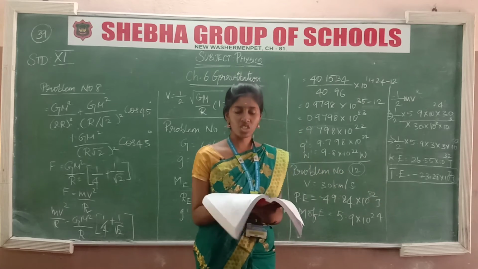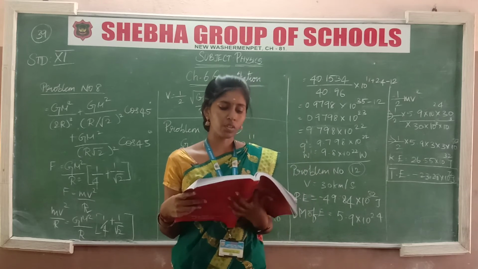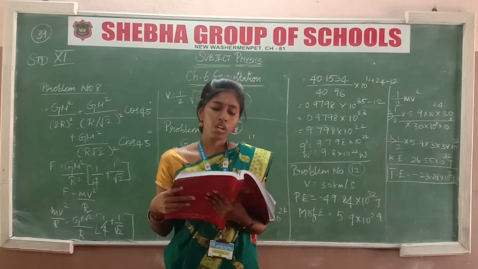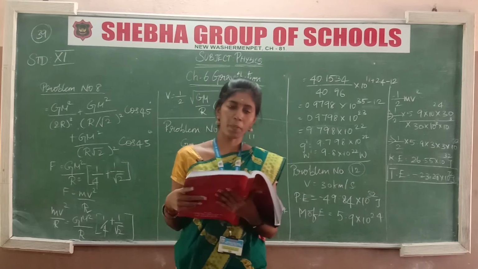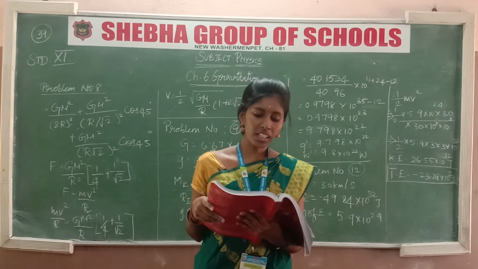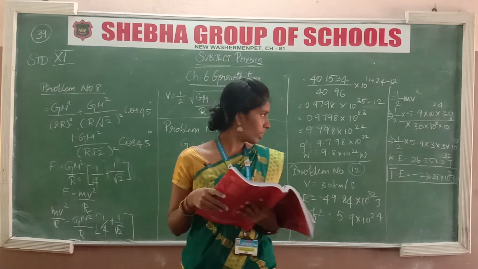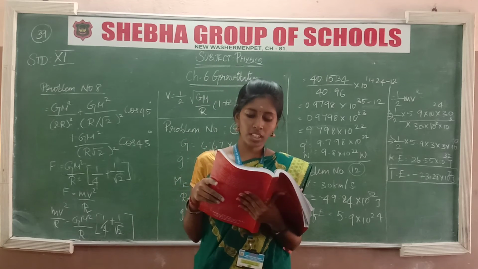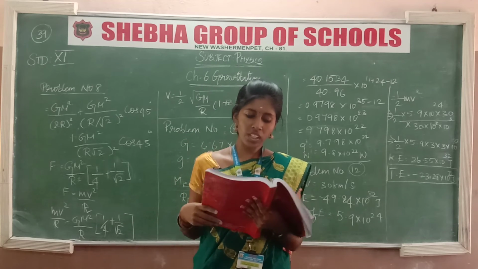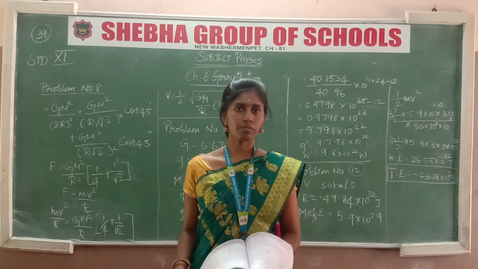So kinetic energy plus potential energy. We add both values: 26.55 into 10 to the power of 32 minus 49.84 into 10 to the power of 32. So the total energy is minus 23.29 into 10 to the power of 32 joule. So the total energy is negative, which implies the Earth is bound to the Sun. So that is the final answer of the 12th problem.